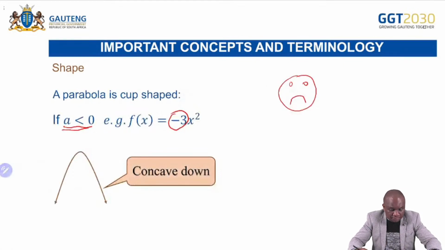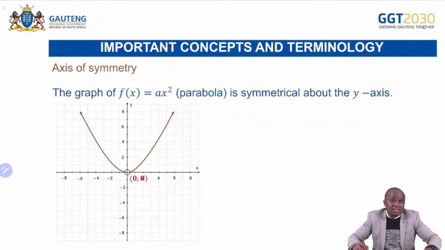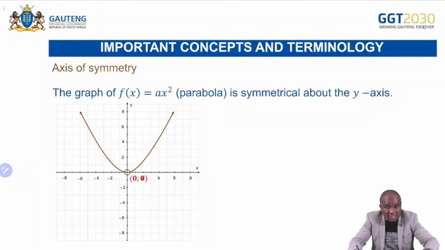Next key feature, the axis of symmetry, just like the line of symmetry. Know these, grade 10s, a parabola or a quadratic function is symmetrical. It means there's a line that will divide it into two equal parts. So a parabola is symmetrical. When you're drawing a parabola, it must be symmetrical.